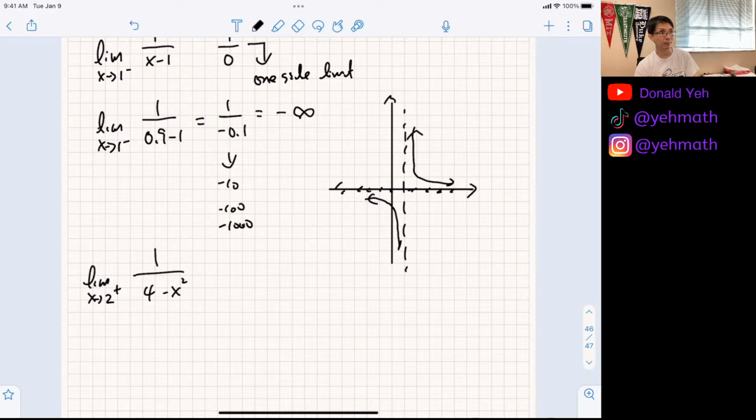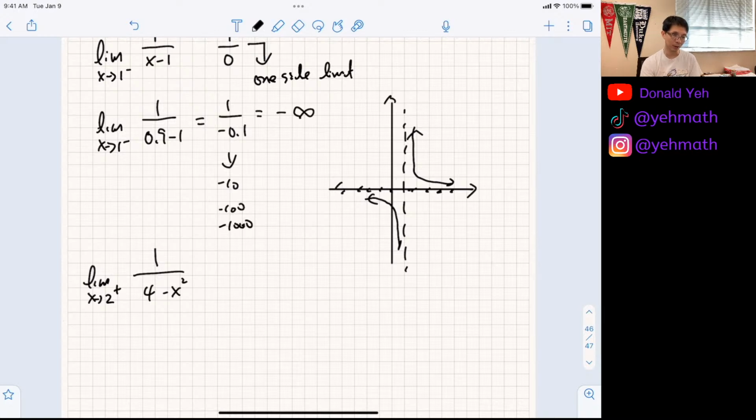What'd you guys get? What happens if I plug in 2? Number over 0, right? Number over 0, then you're going to do a one-side limit. You don't want to do 1.9, you want to do 2 to the plus side. So some value that's greater than 2.